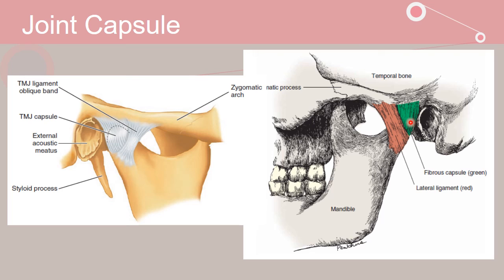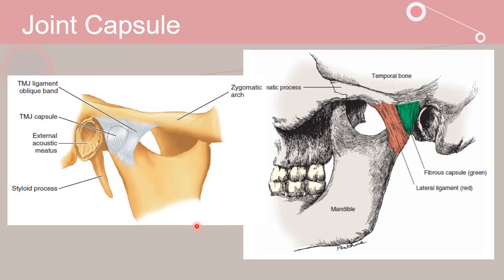Again, the joint capsule encloses the joint and by doing so limits its movement. The internal surface of the capsule is lined with the synovial membrane, which secretes the synovial fluid that lubricates and nourishes the fibrous covering of the articulating surfaces and center of the disc that lack a blood supply.